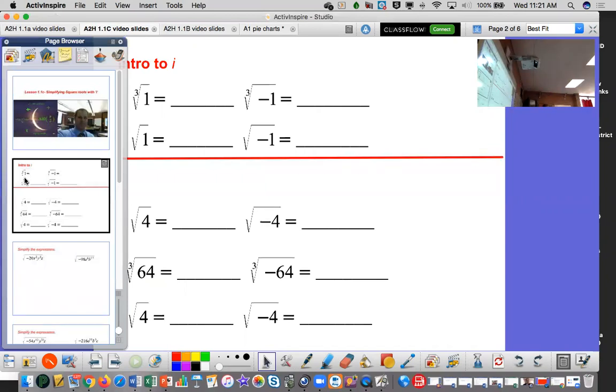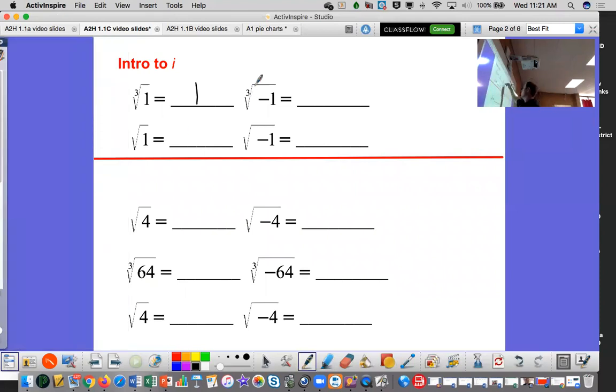First thing, I'll look at some square roots and cube roots to try and develop this in an introductory fashion. So the cube root of 1 is 1. Right? The cube root of 1, 1 times 1 times 1 is 1. The cube root of -1 is -1. And that's because, if you think about it, -1 times -1 times -1 is -1.